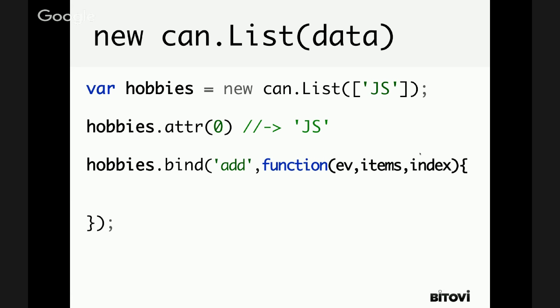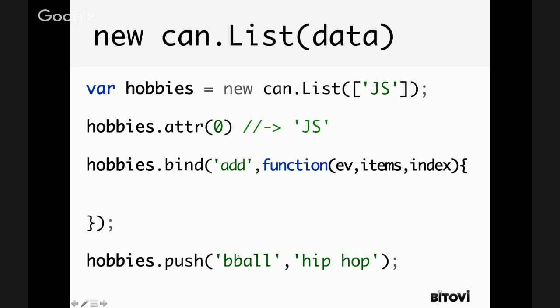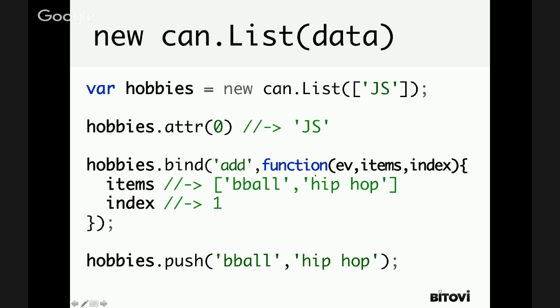You want to listen to when items are added or removed from an array. And here, with hobbies, you can bind to when an item is added to hobbies. And so we get called with the items that were added and where they were added, which index. So if I were to add 2 new hobbies with the push method, and it should be noted that can.List supports all the same methods that you're used to on arrays. So you can treat them pretty much the same, except you always read them a little bit differently. But to modify an array, you can use the same methods you're used to. And when you add items to this array, it'll tell you that you added these 2 items at the index 1 position.